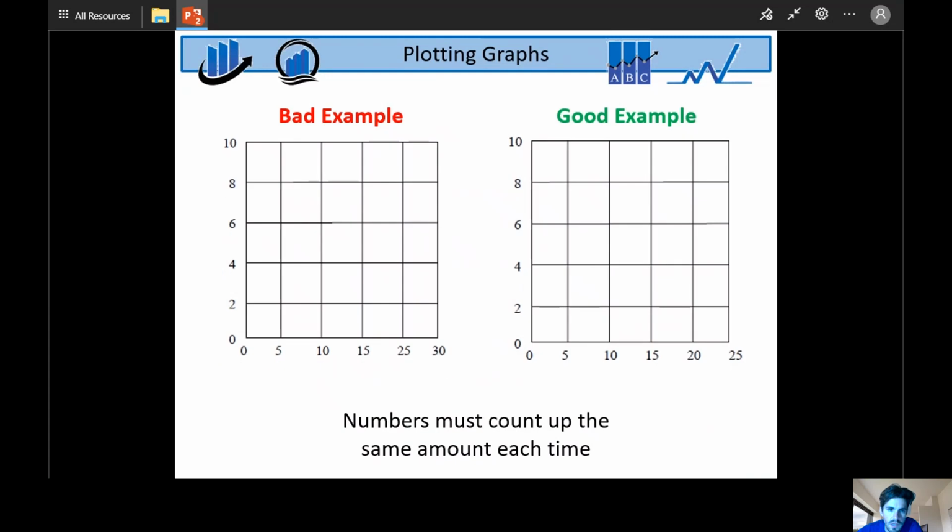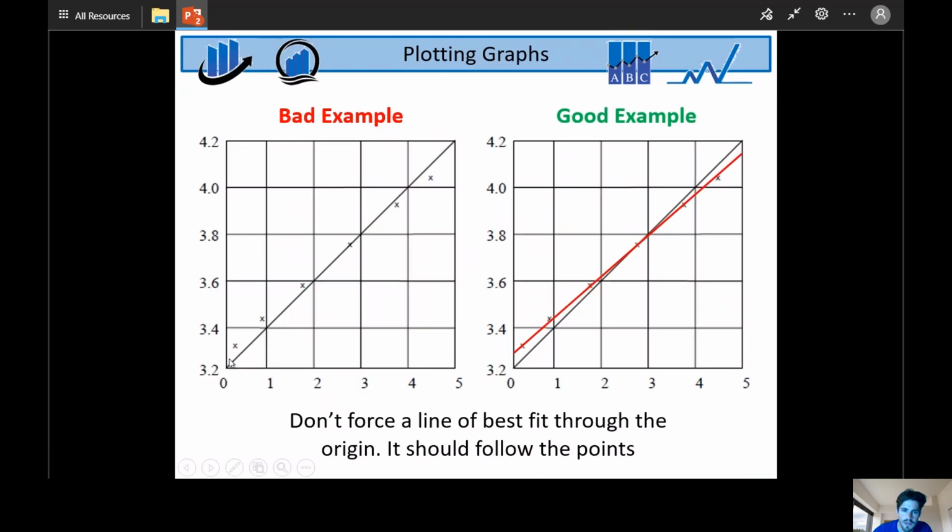Now this one doesn't have any data, but if you look carefully at the numbers, there's a problem on the x-axis for the one on the left. Did you spot it? It's right there. Okay, 0, 5, 10, 15, 25. What happened to 20? Okay, you've got to go up by the same amount each time. This is a bad example. They're forcing the line of best fit to go through that origin point, even though they haven't put 0 as the origin. They're forcing it to go down there. Much better if you just go a little bit higher on your graph. Okay, it should follow the points, not force through the origin.